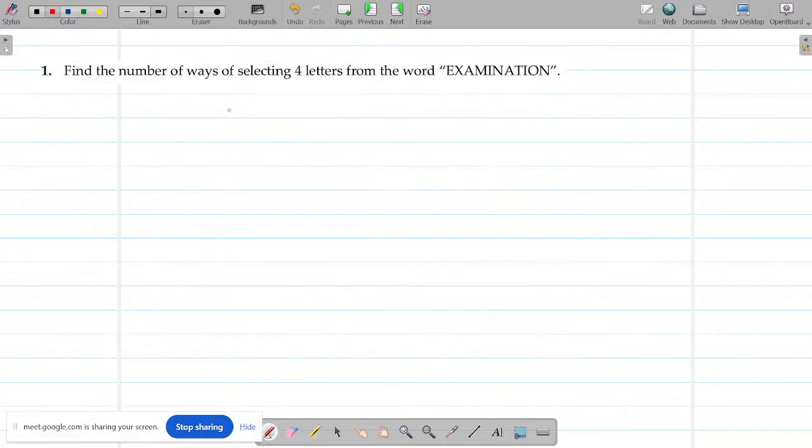You can please join with me. Find the number of ways of selecting 4 letters, so r is equal to 4, from the word EXAMINATION.